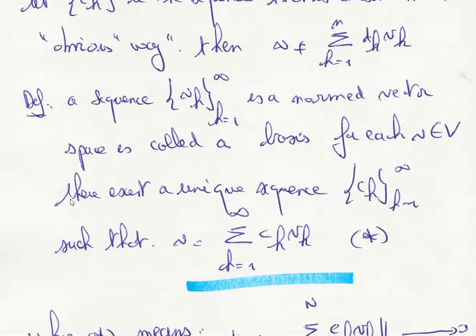Okay, now let's define a basis. A sequence vk, k from 1 to infinity, in a normed vector space is called a basis if for each v belonging to the vector space V there exists a unique sequence ck, k from 1 to infinity, such that v can be expressed as an infinite linear combination of the vk with coefficients ck. So v is equal to the sum from 1 to infinity of ck vk. If you can find the sequence of vk that defines this, then you can say definitely that the sequence of vk for k from 1 to infinity is a basis of your vector space.